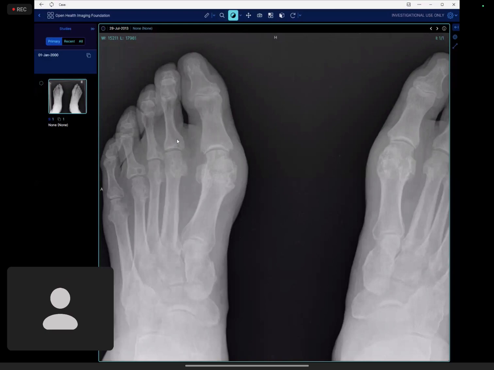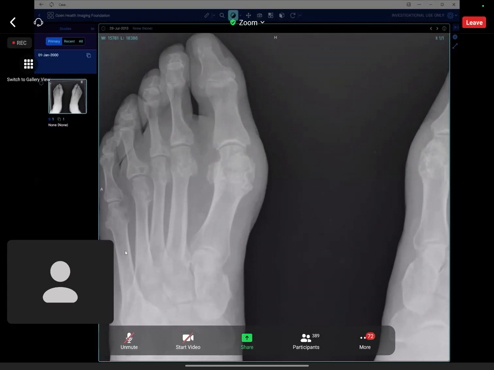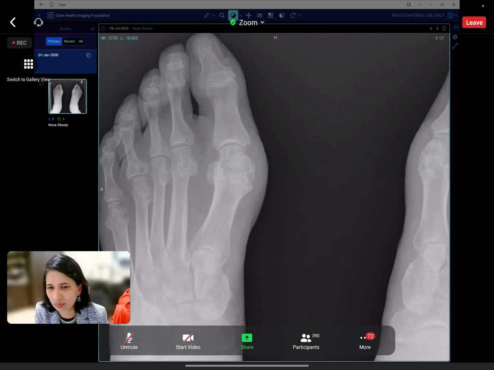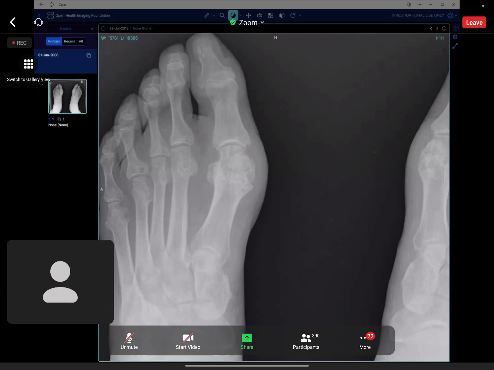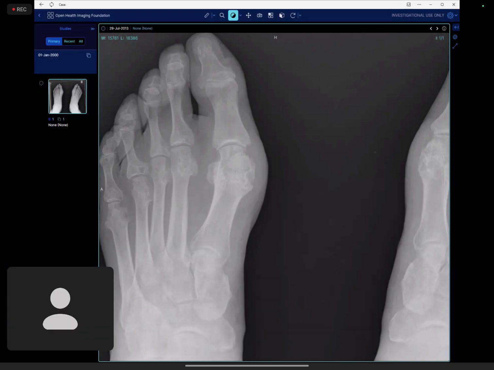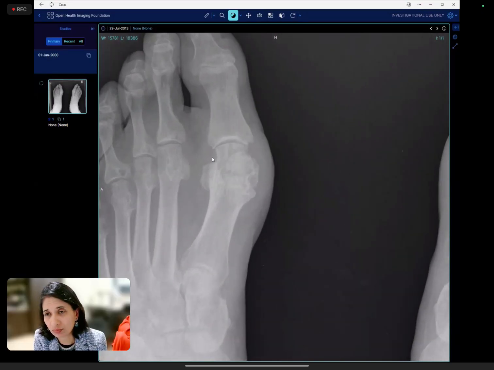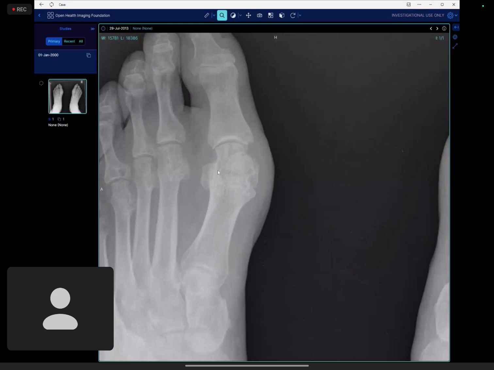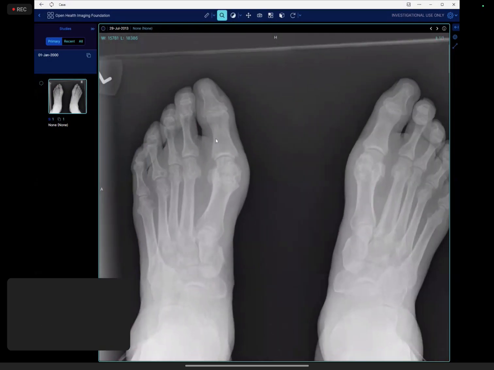soft tissue swelling. There are also some juxta-articular erosions adjacent to the fifth metatarsal head, and there are some subchondral lytic lesions adjacent to the base of the proximal phalanx of the fourth toe. Based on these findings, I'm trying to look for any soft tissue calcifications, which are not present in this case. There is soft tissue swelling, but there are no hyperdensities within it.